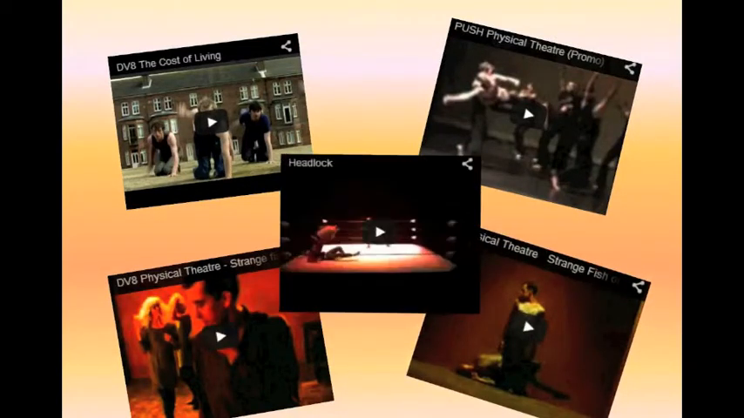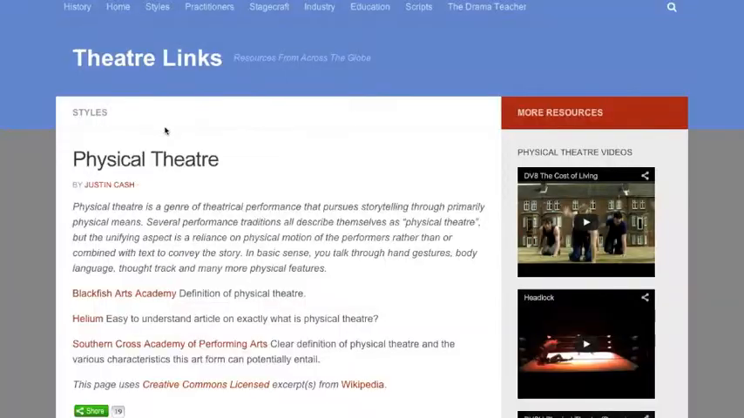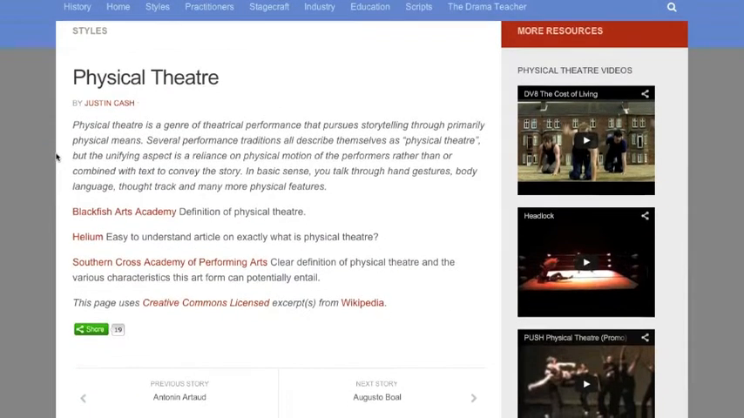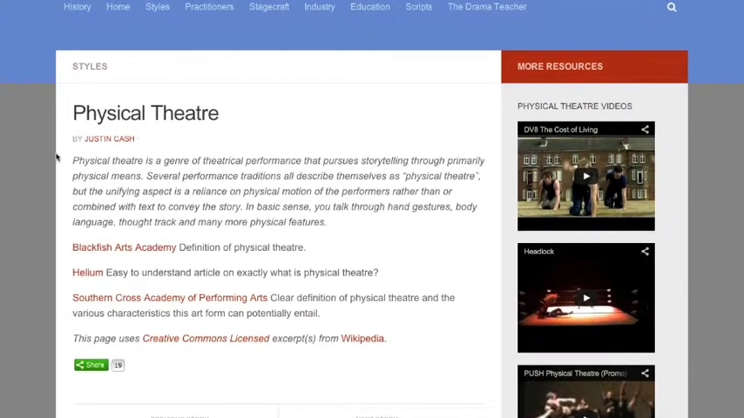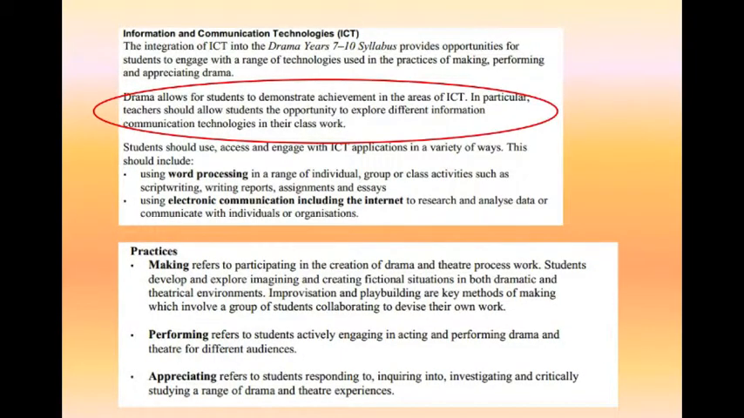These real-world connections are emphasized on this page by the fact that each video available has a different setting. The fact that students are able to access and navigate this page themselves also reinforces the real-world connections concept and also introduces the idea of integrating ICT into student learning. The 7 to 10 drama syllabus indicates that it is important for students to engage with a range of technologies in order to understand the course's 3 main focus areas: making, performing, and appreciating drama.